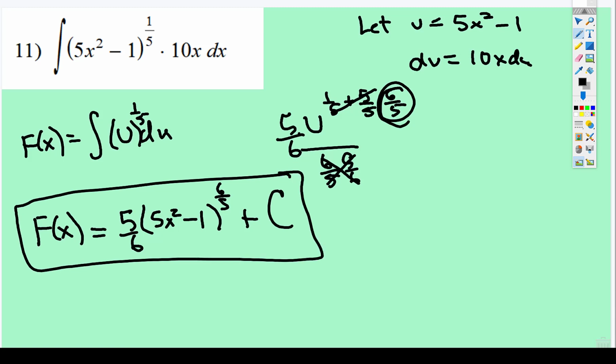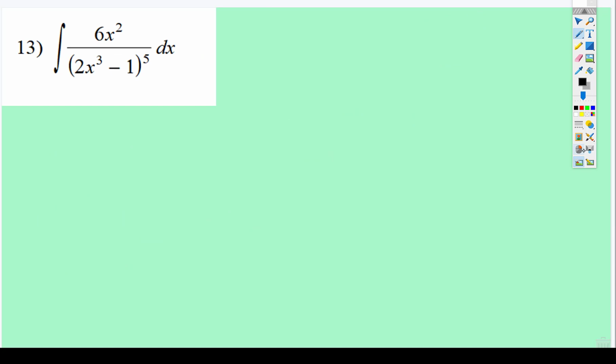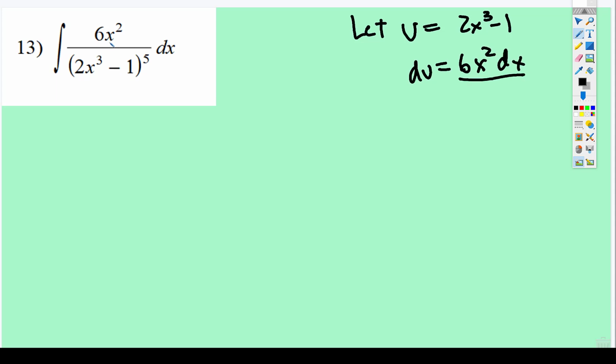All right, I'm going to go ahead and do another one. Okay, this time it's in the denominator, but it's okay. That's going to be okay that it's down there, and I'll show you why. So we're going to let u equal, in its best form to say, let u equal 2x cubed minus 1. du is equal to 6x squared dx. Ah, perfect, that's what we want. This 6x squared dx is the du, and now we've got 1 over u to the 5th, or we can write it u to the negative 5th.